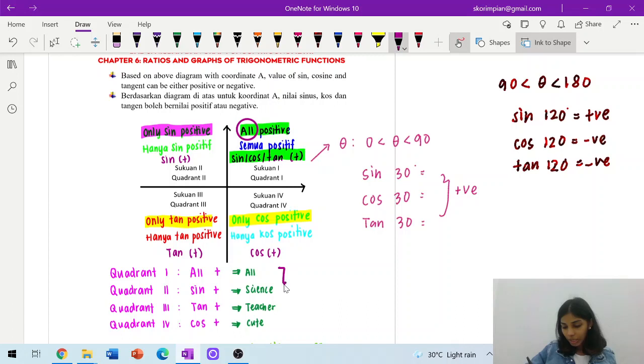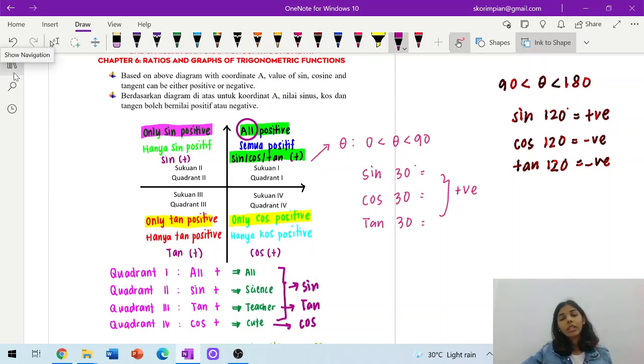So we can summarize as: All Science Teacher Crazy. All refers to the first quadrant. Science refers to sine. Teacher refers to tangent. And Crazy refers to cos. So All Sine Tangent Cos. Second quadrant, sine is positive. Third quadrant, only tangent is positive. Fourth quadrant, only cos is positive. So this is what you need to know.